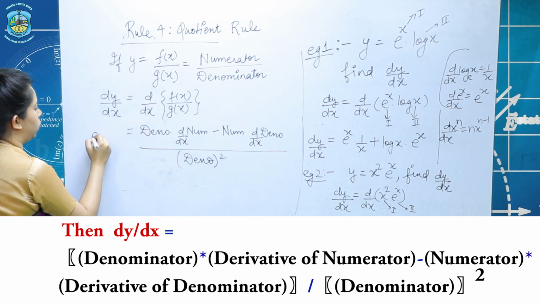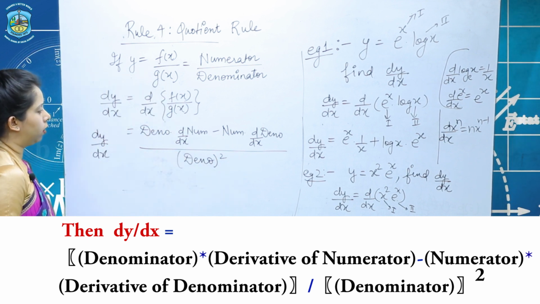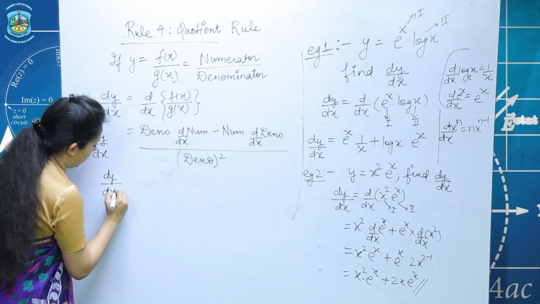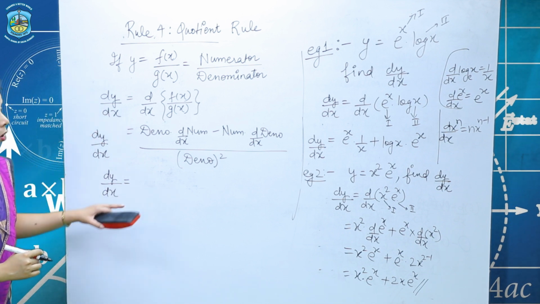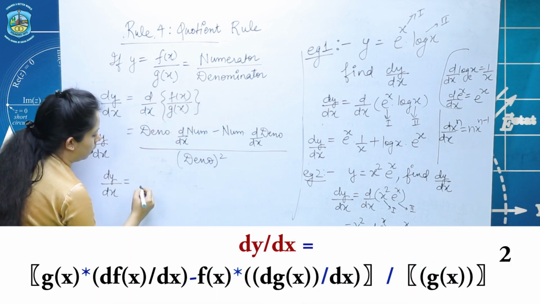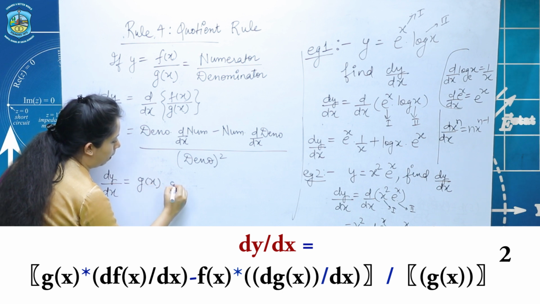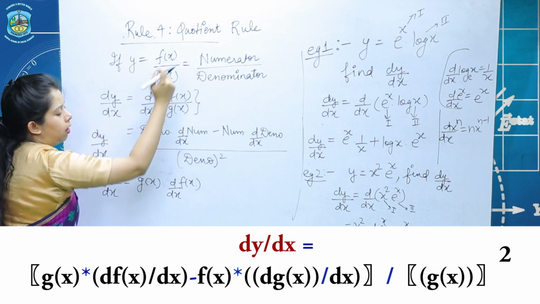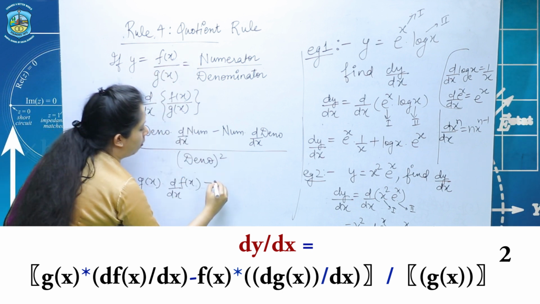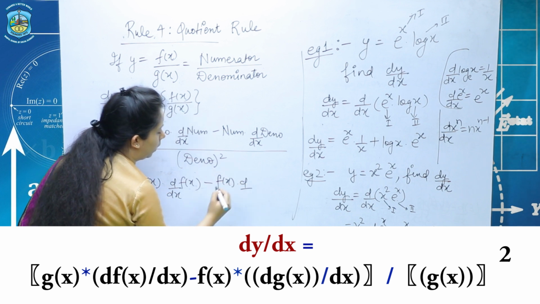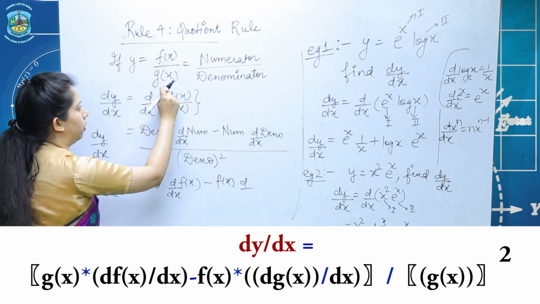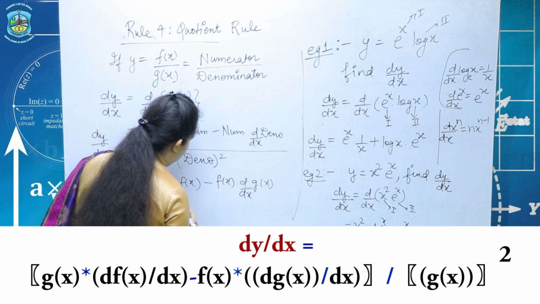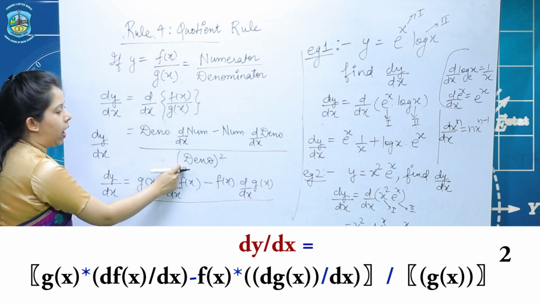So this is the quotient rule. Now substitute the value of denominator and numerator, so we will get the exact formula. dy by dx will be equal to, denominator is what? Denominator is g of x. So that will become g of x multiplied by the derivative of the numerator, and in the numerator we are having f of x, minus numerator f of x multiplied by the derivative of the denominator, and in the denominator we are having g of x, whole divided by the square of the denominator.